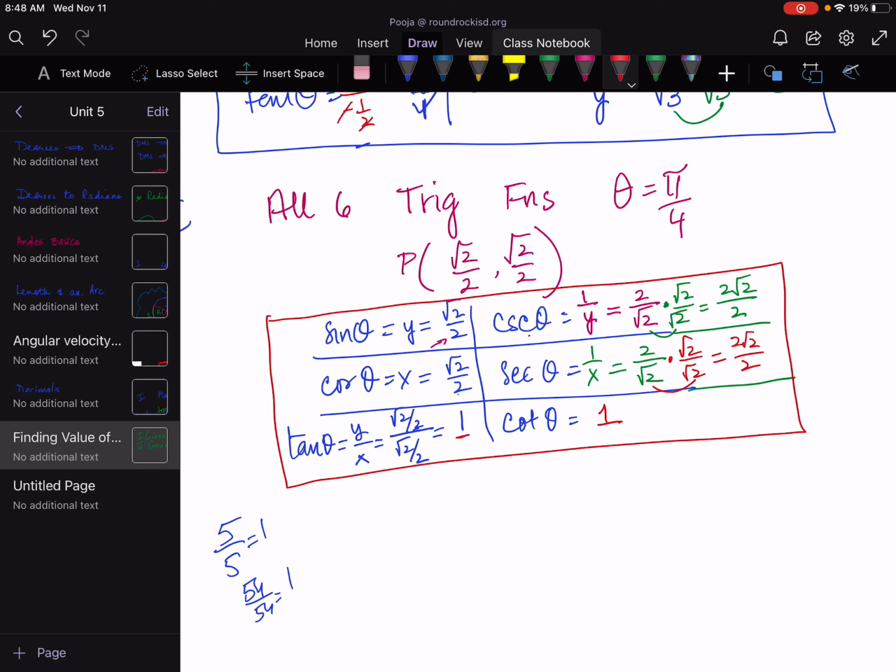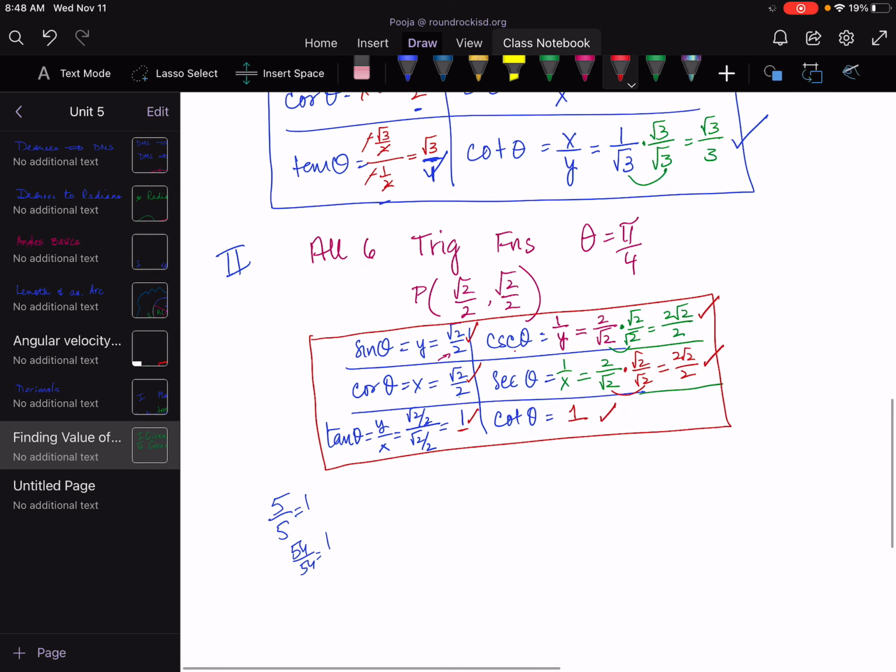And I have found all 6 of them: sine theta, cosine, tangent, cosecant, secant, and cotangent, and they're all mathematically acceptable. No radicals in the denominator. We never changed them to decimals. That's how it is. All right.